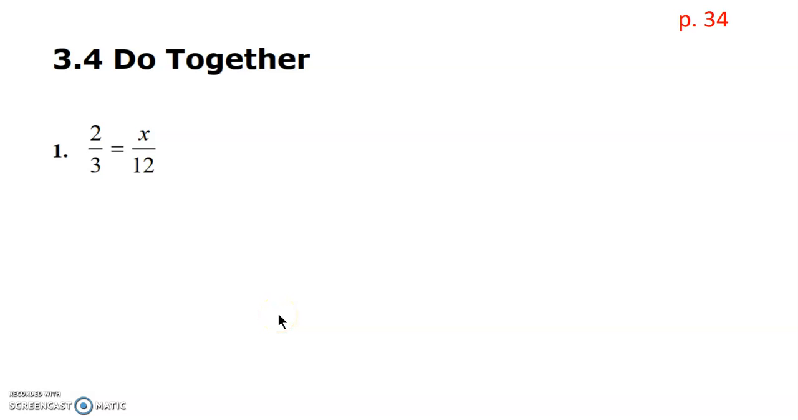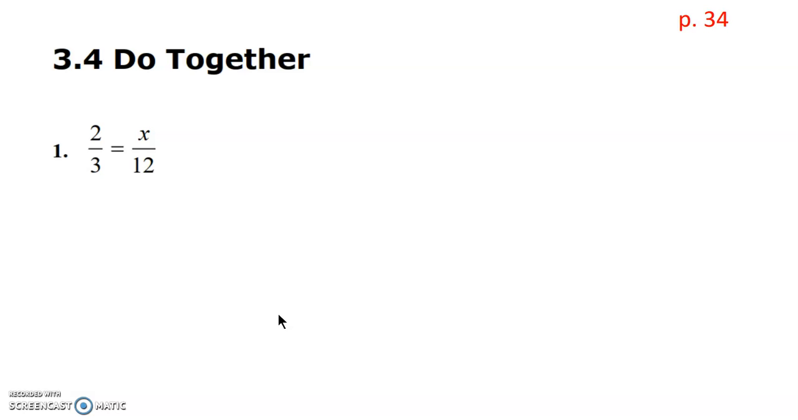In this video, we're going to do the do together section for 3.4. We'll look at some different methods. For number 1, we have 2/3 is equal to x over 12. What we can see for this one is we have a couple different ways we can solve this question.